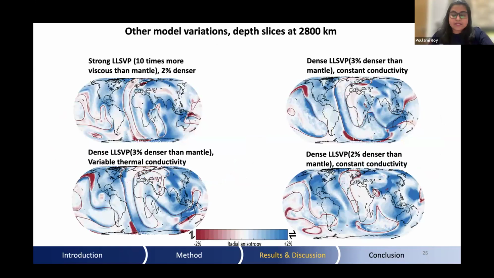And then we have also tested different model variations having different densities and viscosity ranges of this LLSVP layer. But in all of these cases, we do not consistently produce upwelling zones or negative radial anisotropy throughout the LLSVP. So from there, we predict that the previous model is the best fit model, which has a 100 times more viscous LLSVP.